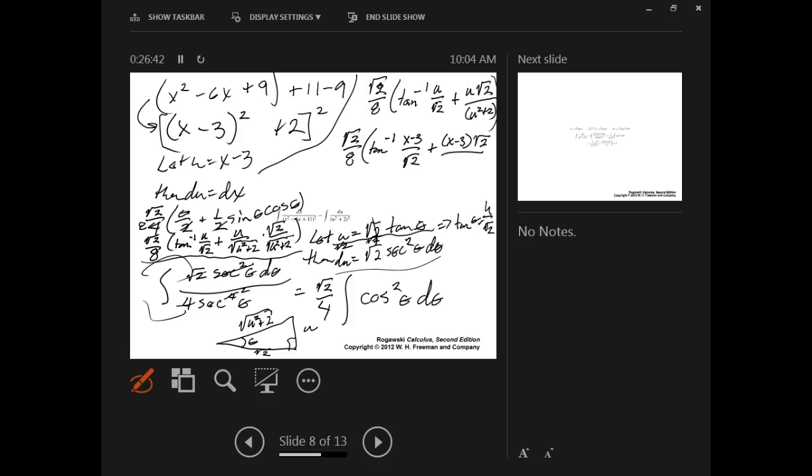The u squared plus 2 is that thing right there, right? Because u is x minus 3, so this is u squared plus 2. Forget about this. So that u squared plus 2 is this thing right here. That's what we started with. So our denominator now, in terms of x, is exactly what we started with: x squared minus 6x plus 9.